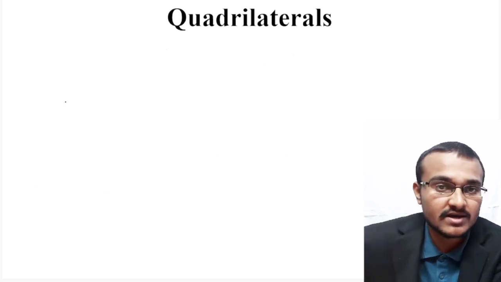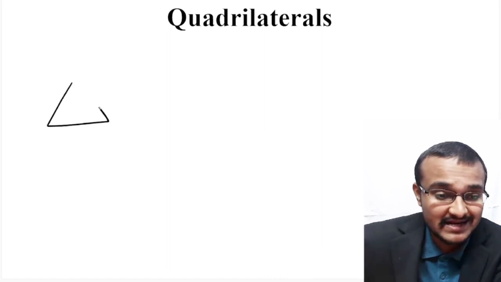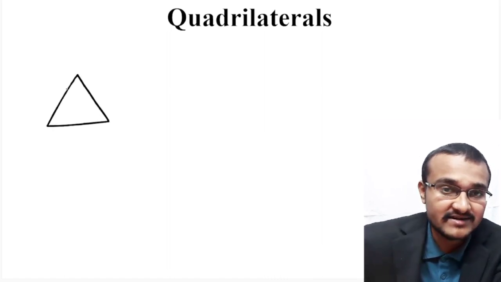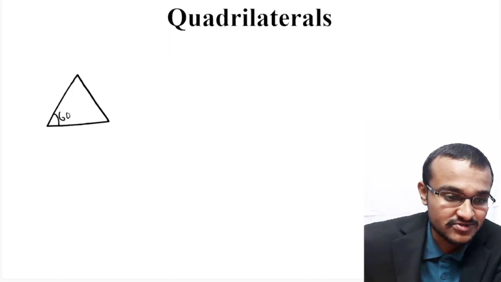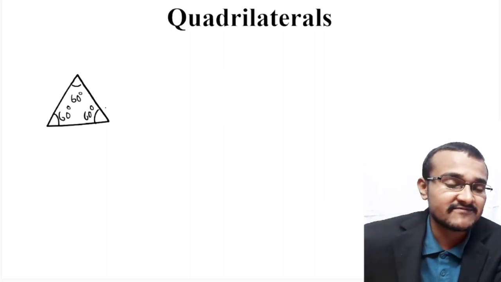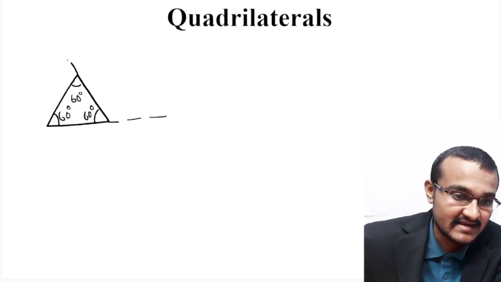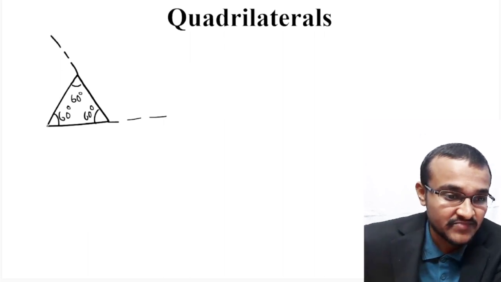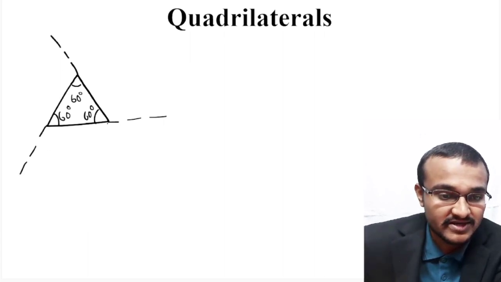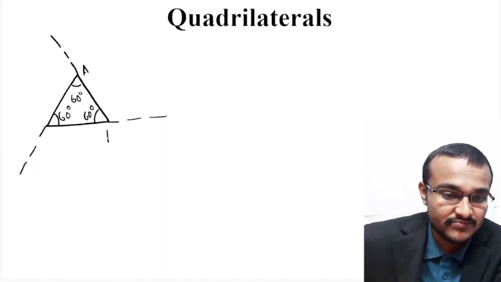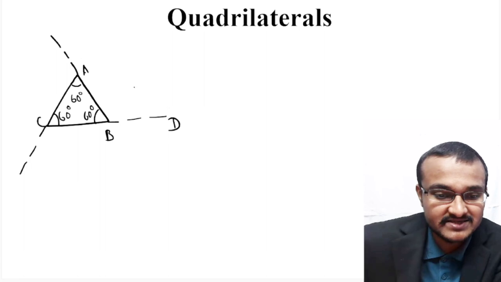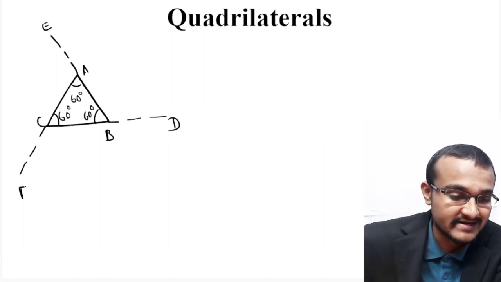So to prove this, let us take an example of a triangle. Let's say this particular triangle is an equilateral triangle. So the equilateral triangle will be having all its angles equal to 60 degree. So this is also 60 degree, this is also 60 degree, and this particular angle is also 60 degree. Now let us see if all exterior angles are equal or not. So let's extend this particular line segment. Next we'll extend this particular line segment, and we'll extend this particular line segment. So here let us name this point as A, B and C, and this point as D, and this point as E, and this point as F.